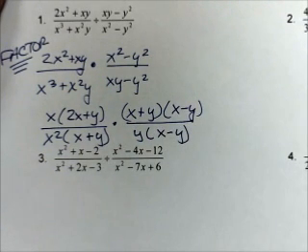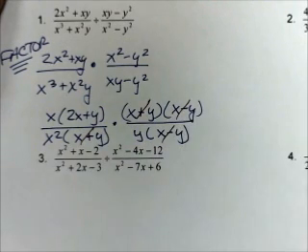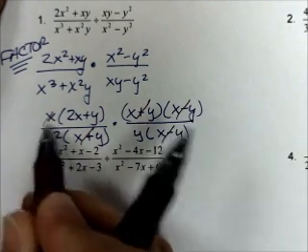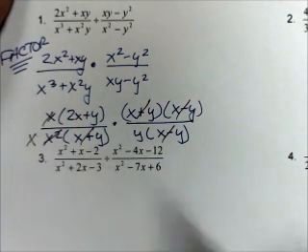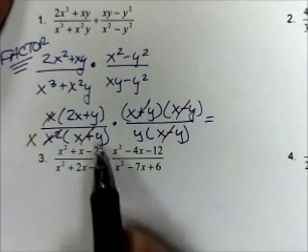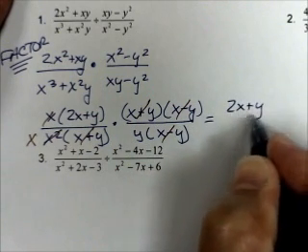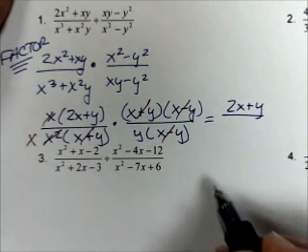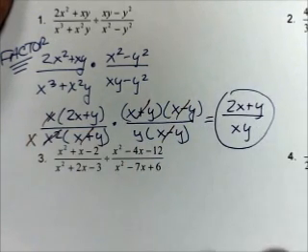Now, dividing out common factors in numerator and denominator. X plus y is here, divide out. X minus y, divide out. This x in the numerator divides out with one of the two in the denominator. And that looks about it. So we have 2x plus y over x times y. And that's our final answer.